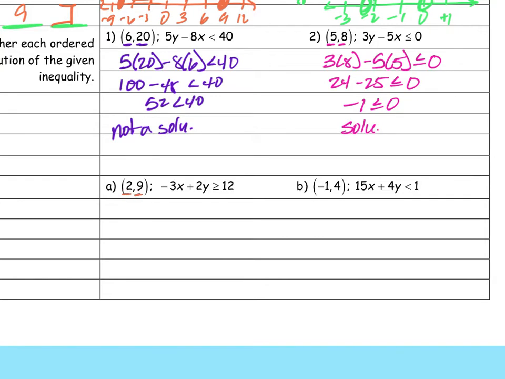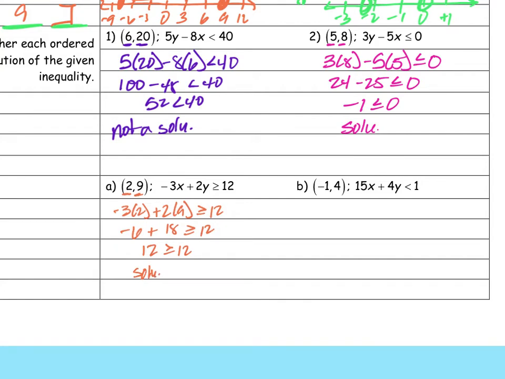X and Y, right? So I've got negative 3 times 2 plus 2 times 9. It's got to be greater than or equal to 12. So negative 6 plus 18 has got to be greater than or equal to 12. So 12 is greater than or equal to 12. Yes, 12 is equal to 12. So this is a solution.